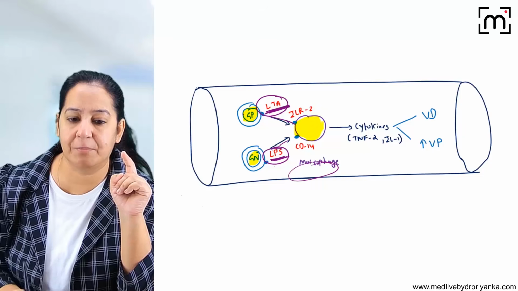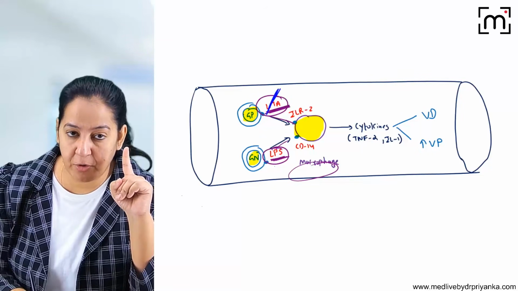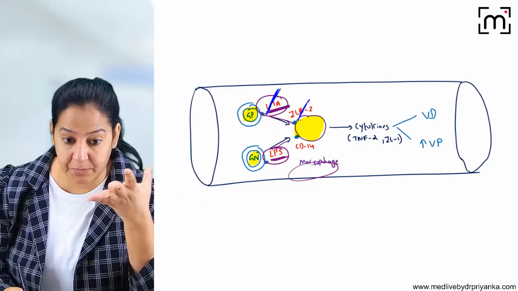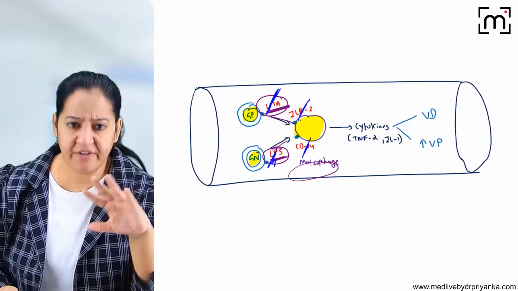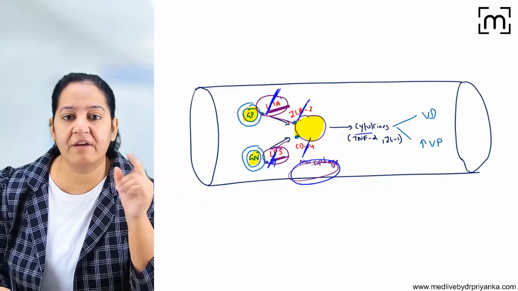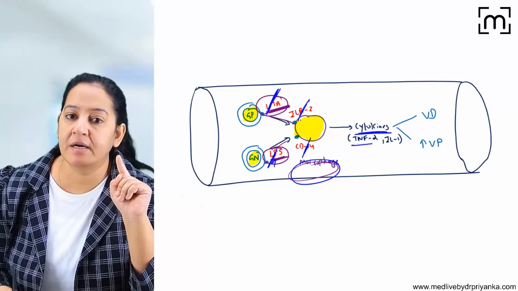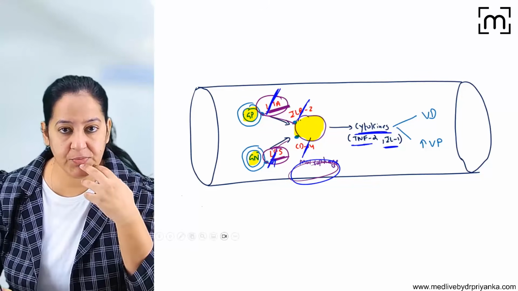Ultimately, the macrophage is stimulated. On the macrophage, different receptors are present. Lipoteichoic acid binds with TLR2 and stimulates it, and lipopolysaccharide binds with CD14 and stimulates it. Ultimately, with different receptors, the macrophage gets stimulated. What will the macrophage do? On stimulation, it will secrete two cytokines, TNF-alpha and IL-1. What will these cytokines do?